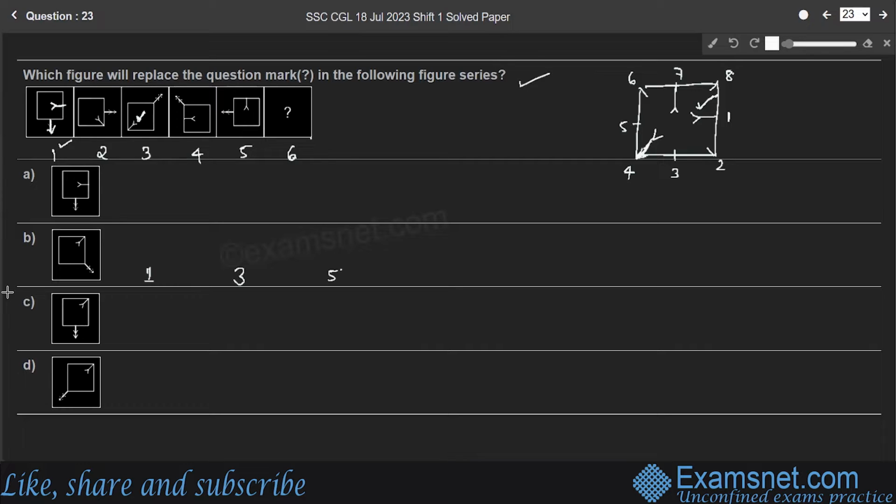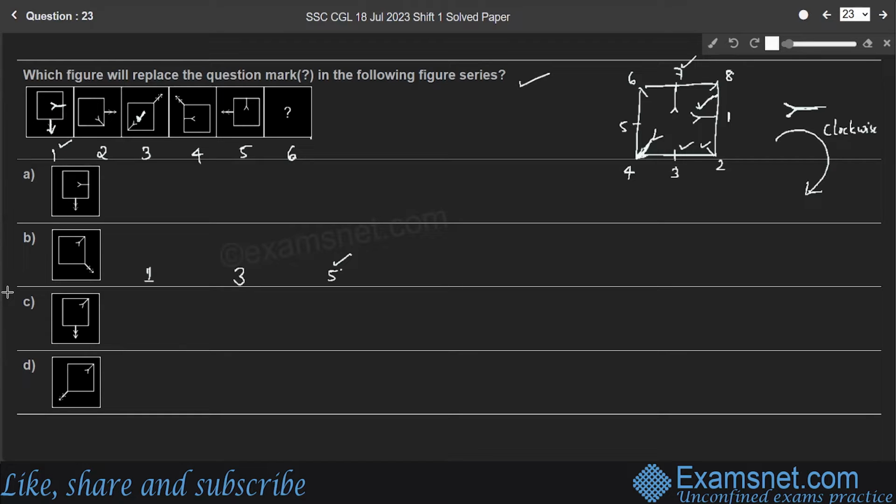Therefore, after skipping 2 positions, this symbol inside the box goes directly to the 4th position, after skipping the second and third positions. In the 5th figure, again it skips 2 positions and directly goes to the 7th position. So the symbol inside the box is shifting its position in the clockwise direction.